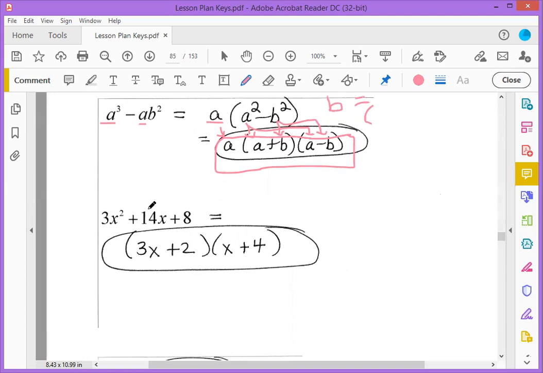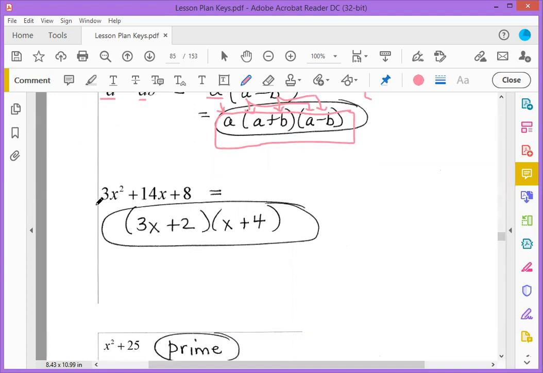All right, we have a trinomial for the next example. Notice that this 3x squared, this 3 is not a perfect square number, it's a prime number. So we factor 3x squared using 3x and 1x. And then we factor 8 using 2 and 4. Now remember, you can always FOIL this to check and make sure that you factored correctly. But your answer is 3x plus 2 times x plus 4.